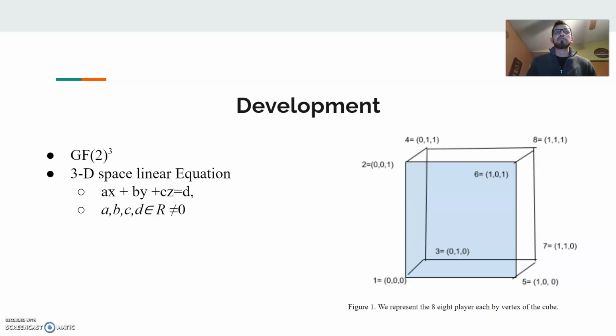Since we're going to be working in a 3-dimensional space, there's a linear equation that needs to be satisfied, which is ax plus by plus cz equals d, where a, b, c, and d are all real numbers with the exception of 0. The same equation can be applied to Galois field 2 cubed, with the only difference being that a, b, c, and d are all elements of Galois field 2, which is 0 and 1.